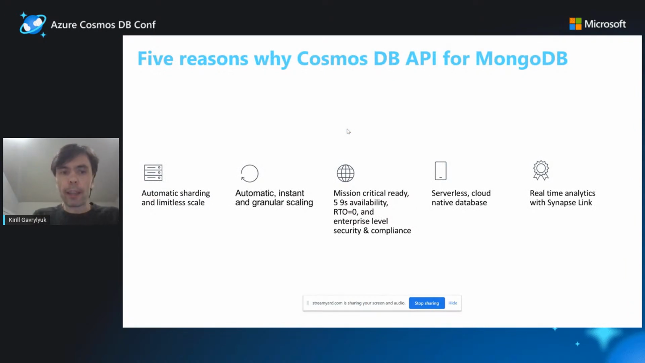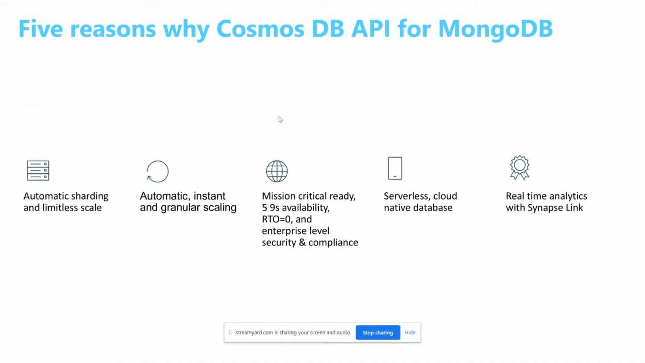So there are a few reasons why folks choose the Cosmos DB API for MongoDB. One is that you don't need to worry about manually sharding, creating shards, managing shards. It's automatic and transparent for you. Limitless scale. You can start with a megabyte, and you can get to petabytes of data. In fact, I think the largest MongoDB database we have on Cosmos DB is more than 600 terabytes. Good luck doing it on the native MongoDB engine. It's transparency. Automatic, instant, and granular scaling. This instant autoscale that I talked about is significant.